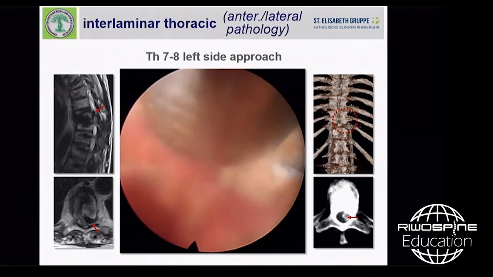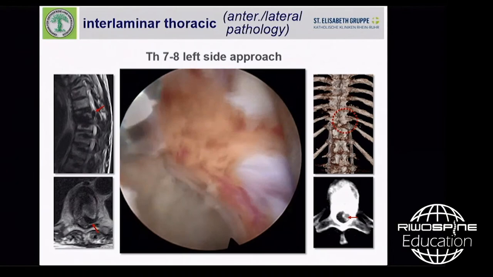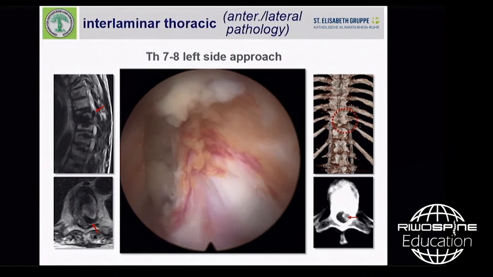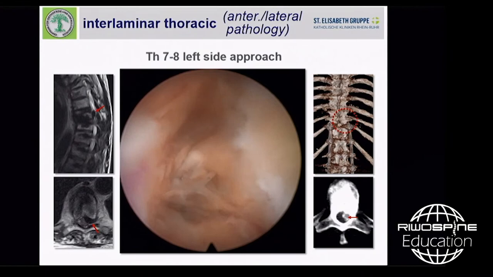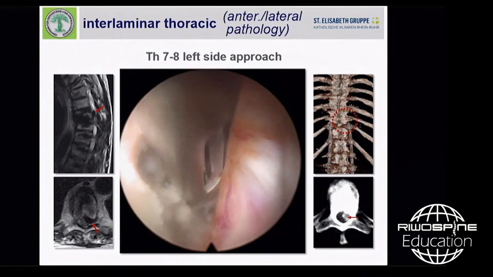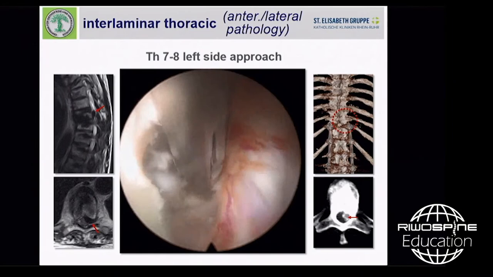Also here you see calcification already. And then you have the thoracic myelin. Here with sequestered material, that's the thoracic nerve. The thoracic nerve again, and also here the cranial and caudal situation. Yeah, and you see it's possible to work lateral of the thoracic myelin, like we know it from the cervical spine.